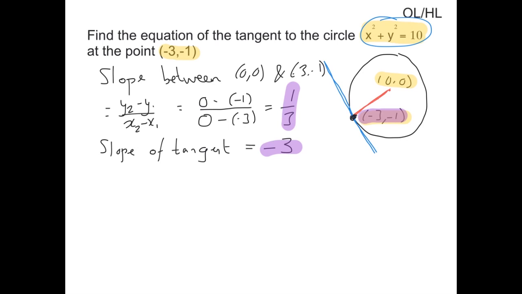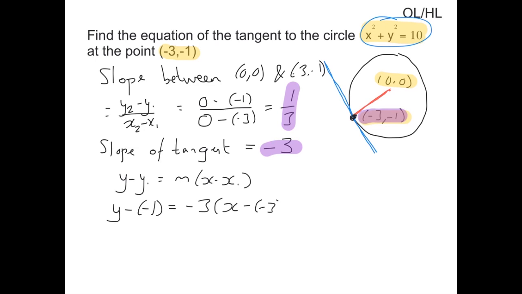So now we fill these values into our equation. y minus y1 equals m, our slope, times x minus x1. So filling our values in, we have y minus, our y1 is minus 1 from here, equals m is minus 3, our slope, times x minus minus 3, our x coordinate of the point of contact here. Simplifying this a little bit, on the left we have y plus 1, and on the right we have minus 3 times x plus 3.